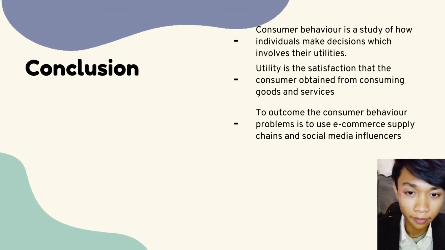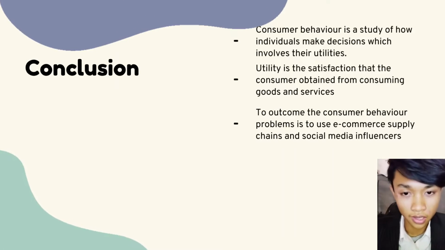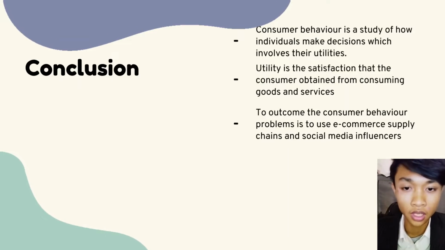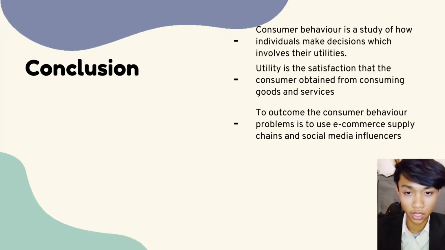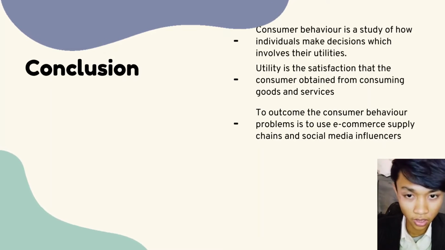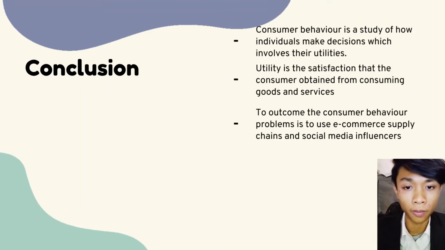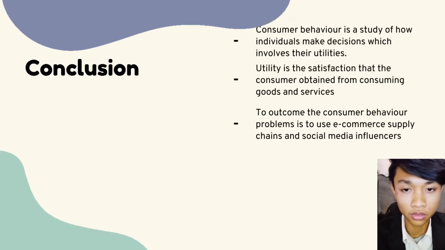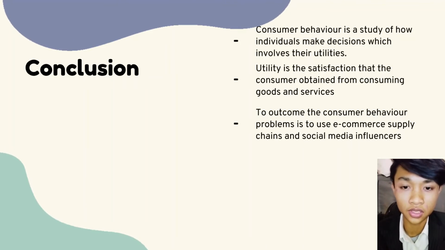To summarize, consumer behavior is the study of how individuals make their decisions, which involve their utilities. Utility is the satisfaction that the consumer obtains from consuming goods and services. Other than that, this report also recommends and suggests ways to overcome consumer behavior problems. For example, ways to overcome it are by using e-commerce supply chains and also social media influencers.